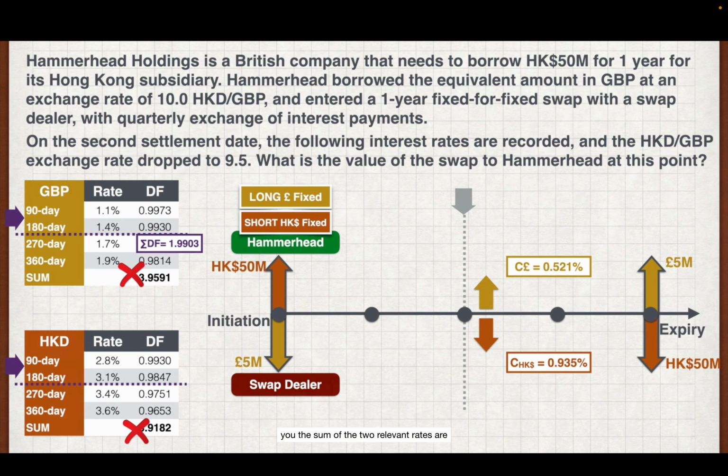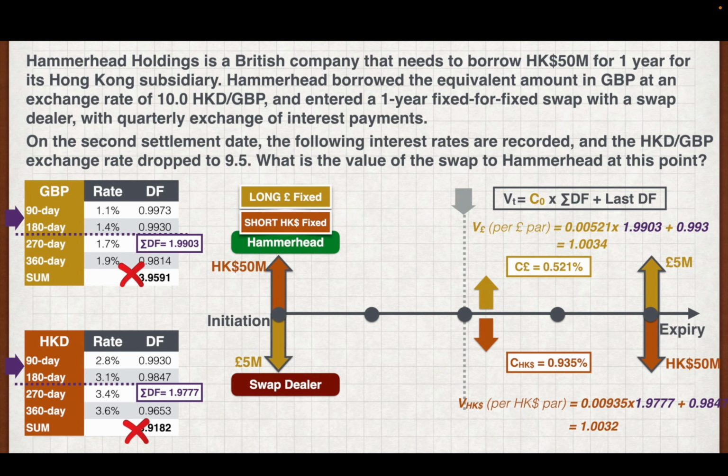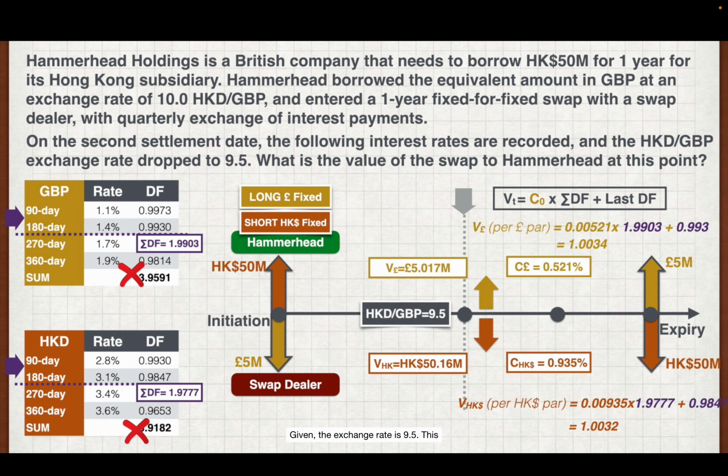The sum of the 2 relevant rates are as follows. So, with the relevant discount factors, we are able to calculate the value of the respective bonds based on the unannualized coupon rates which we calculated earlier. They work out to 1.0034 and 1.0032 per unit par. Based on their notional principals, the value of the GBP bond is £5.017 million, and the value of the HKD bond is 50.16 million HKD. Given the exchange rate is 9.5, this amount is £5.28 million.